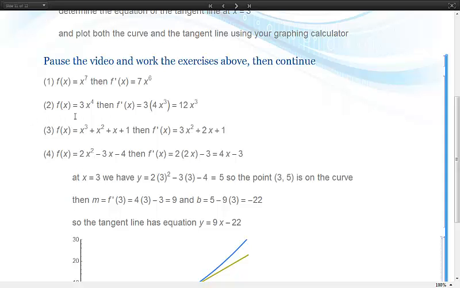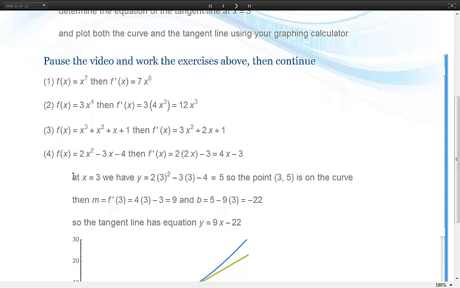For this polynomial, I take the derivative term by term and add them up. The derivative of x cubed is 3x squared, plus the derivative of x squared is 2x, and the derivative of x plus 1 is 1. Now for the tangent line case, my function, which gives me my y values, is 2x squared minus 3x minus 4. So the derivative is 2 times 2x minus 3, or 4x minus 3.